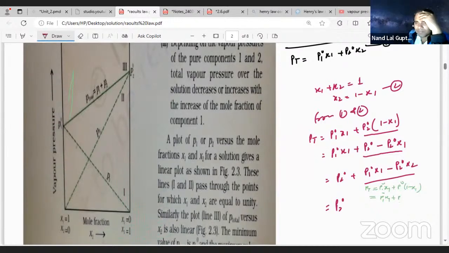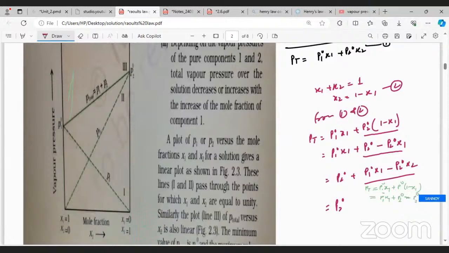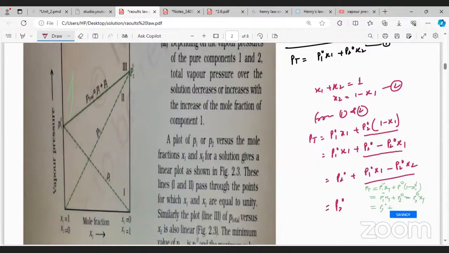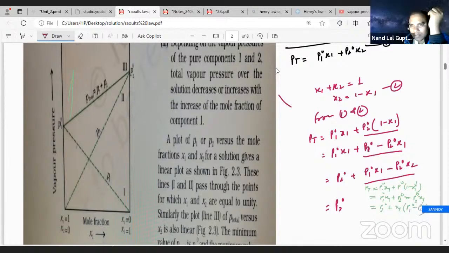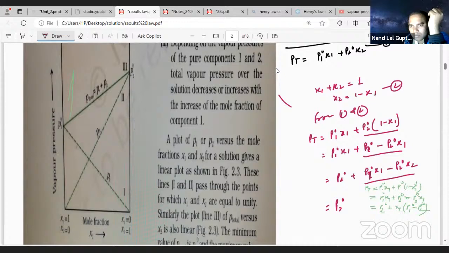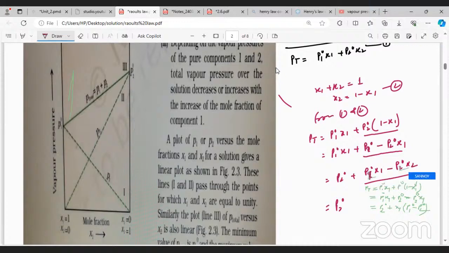Where is the common factor in this? This is P2 naught x1, and this is P2 only, and this is P1 only.